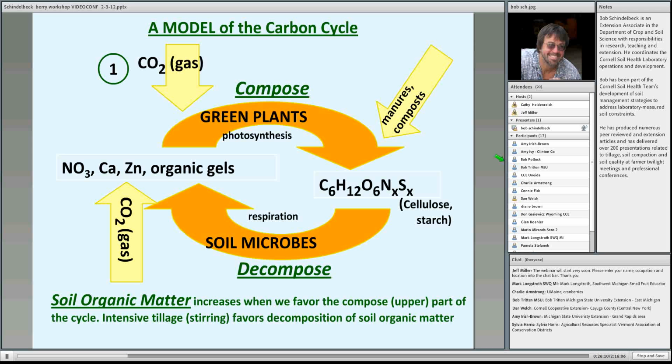So I kind of like this concept to think about, composing and decomposing, and the kind of strategy that we're going to have to approach. And of course, when we add manures or composts on the upper right, we kind of short circuit the plant, since that had been done elsewhere, but then we can directly affect this carbon, cellulose, starch, whatever you want to call this complex material that microbes are going to act on.